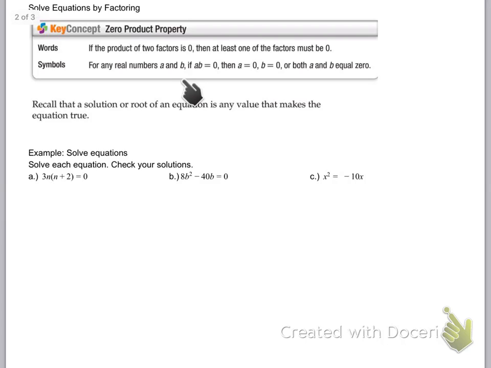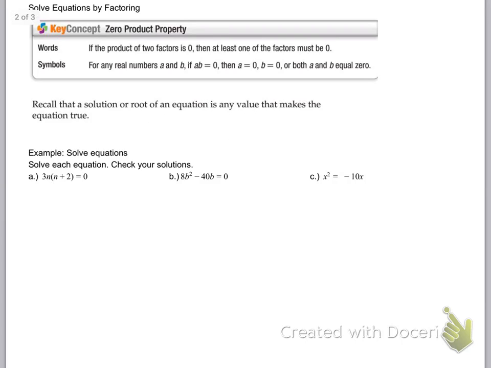The only way to get 0 from multiplication is if you multiply by a 0. So that's what it says up here. If A times B equals 0, then A equals 0, or B equals 0, or both of them do. And recall that a solution or a root of an equation is any value that makes the equation true.